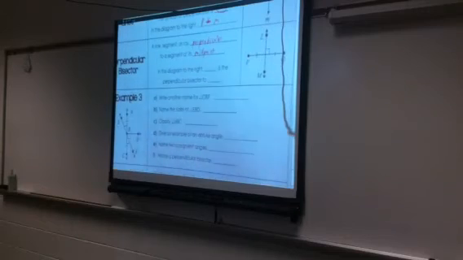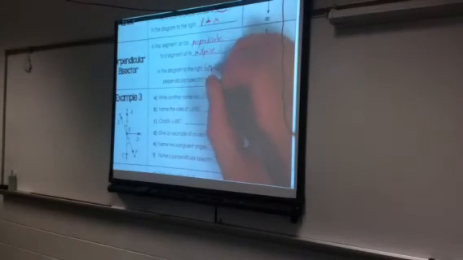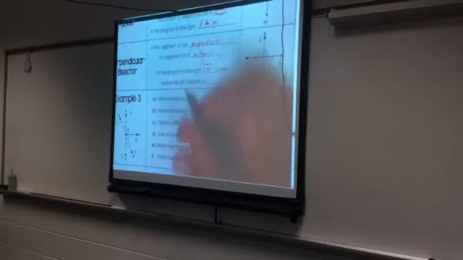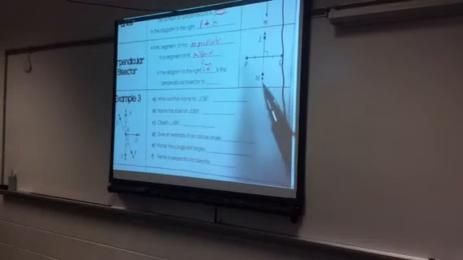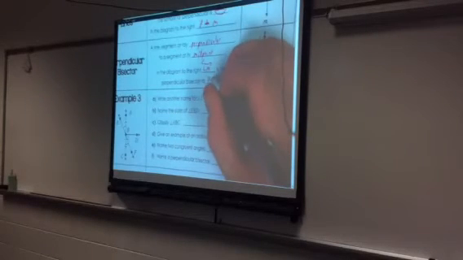So in the diagram on the right, the line LM is the perpendicular bisector to the line PQ, or the segment PQ.